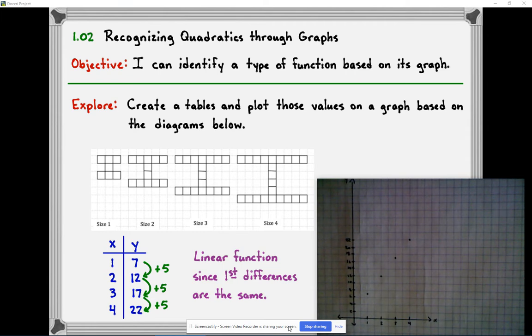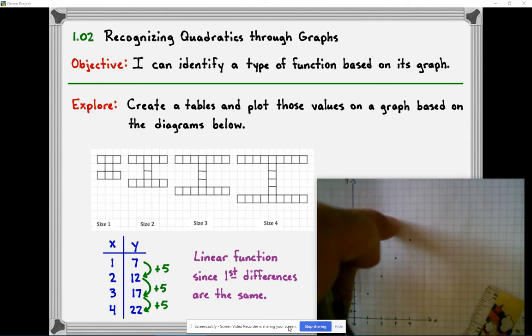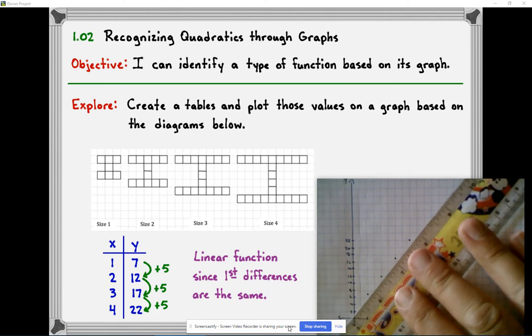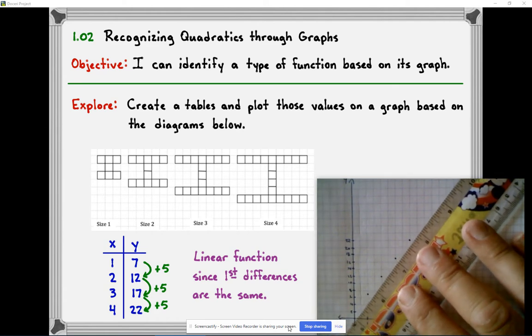So you can see it's linear because this follows a straight line pattern. Now yours might look a little bit different because you might have counted each box as 1, and so you would have gone a lot higher. And then actually, if you counted each box as 1 this way, it would be really steep looking. But as long as you have something that looks linear, that's okay.